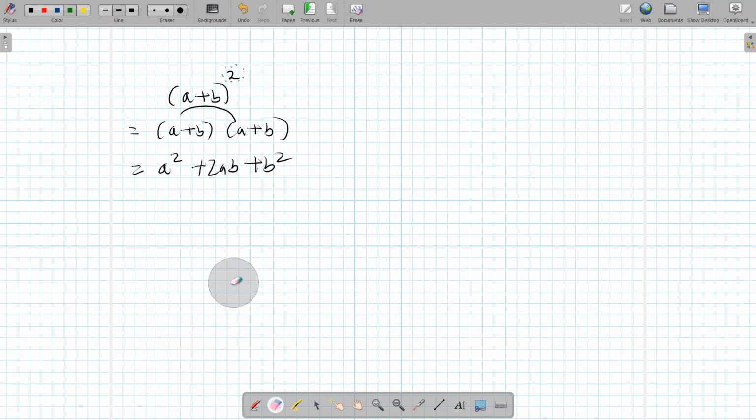But here's something a little bit more interesting. Power 2 is easy, right? Opening a bracket, you just FOIL it, you add up the like terms. What about something like this? A plus b to the power 3. Well, the idea is the same, right? But it's just more manual work.